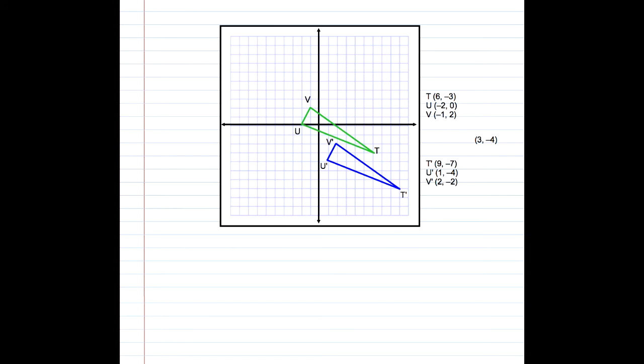Here's triangle TUV in the green and triangle T prime, U prime, V prime in the blue. And what I've done is I've moved my x coordinate 3 units to the right and my y coordinate 4 units down. I've added 3, as you can see here, to the x value, and I've added a -4 to the y value.